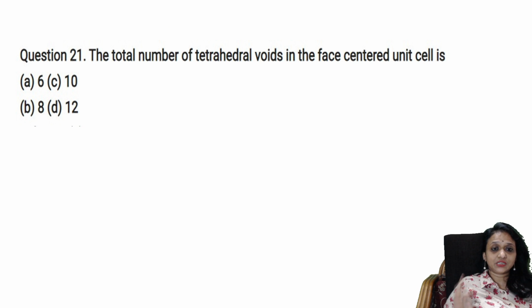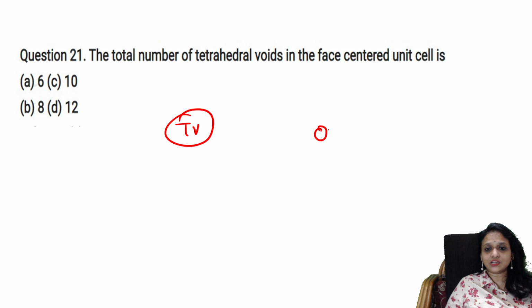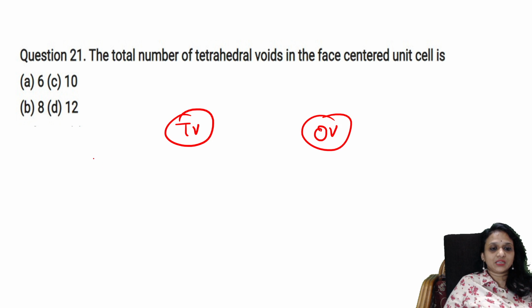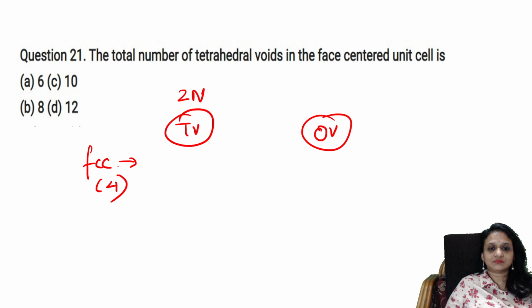Let's see. 21st question. The total number of tetrahedral voids in the face-centered unit cell. Oh, easy question, students. Remember how to calculate TV, how to calculate OV. I'll tell you. Easy. FCC number of atoms are how many students? FCC number of atoms are 4. So the formula for TV is 2 into N. So for FCC atoms are 4, so 2 into 4, 8 TVs will be there.